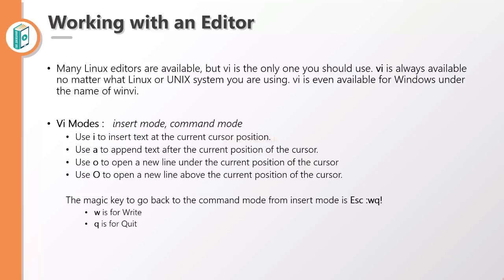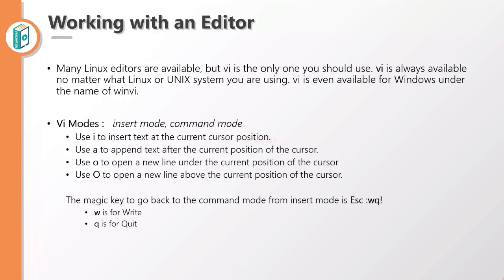Whenever you want to insert commands or type text, then you have to press I to go to insert mode. Then A is for appending text. While typing, if you want to add some text, then we have to press A to append the text. Then small o will create a new line under the current position of the cursor, and capital O opens a new line above the current position of the cursor.